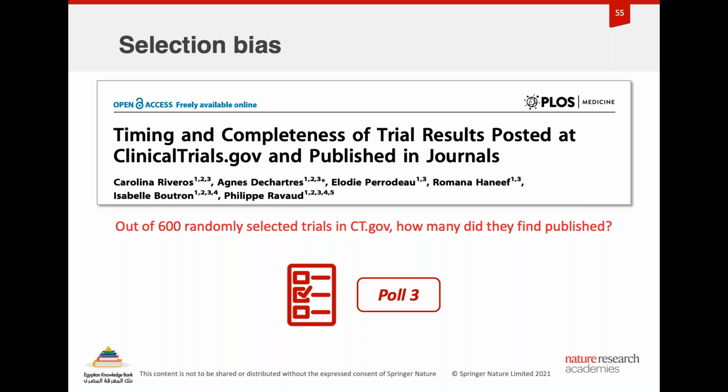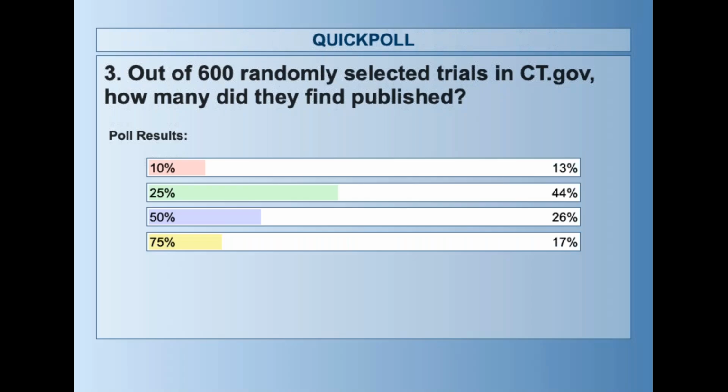So now the results are available on the screen. I can see the most popular option at 44% was that only 25% of the trials went on to get published. So it's quite a pessimistic view in terms of publication bias. And then a quarter of you chose 50%, and then the remaining chose either 10%, and then 17% of you were quite optimistic, thinking that the majority were in fact published.